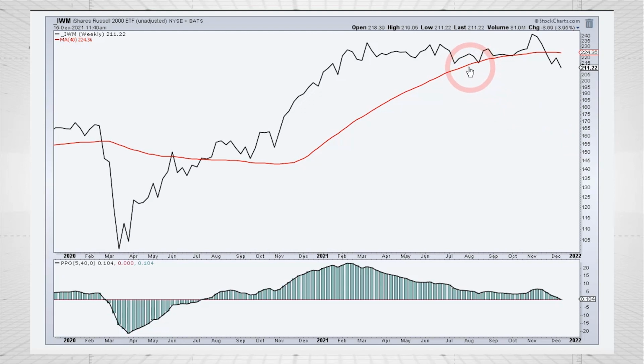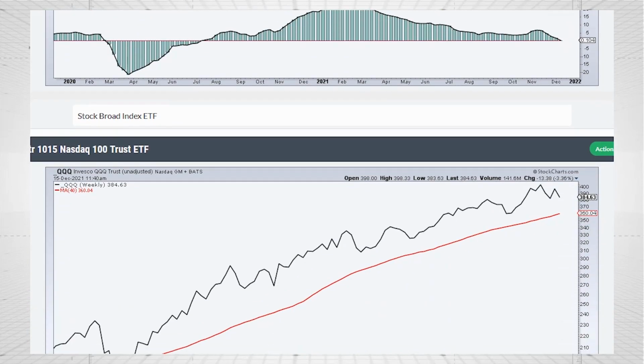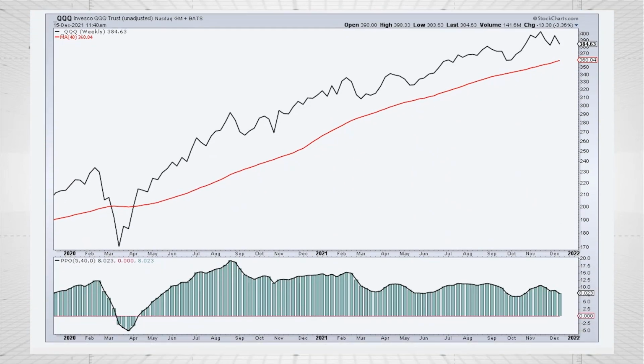And you can see that the Russell 2000 here, ETF IWM, is broken below its summer lows. It's well below the 200-day or the 40-week, and the 40-week is turning over. And you can see that the 5-week EMA is poised to cross below the 40-week EMA via the PPO here. So going down in market cap, we're seeing more weakness. Here's QQQ, which is basically as strong as SPY. It's in an uptrend.